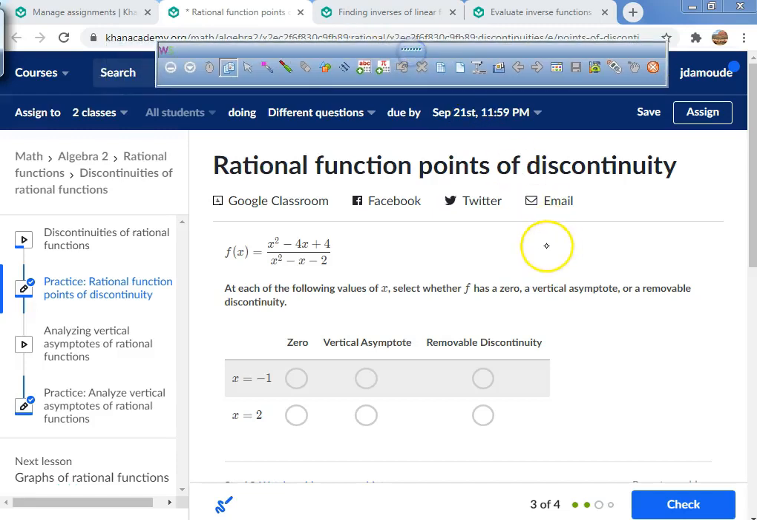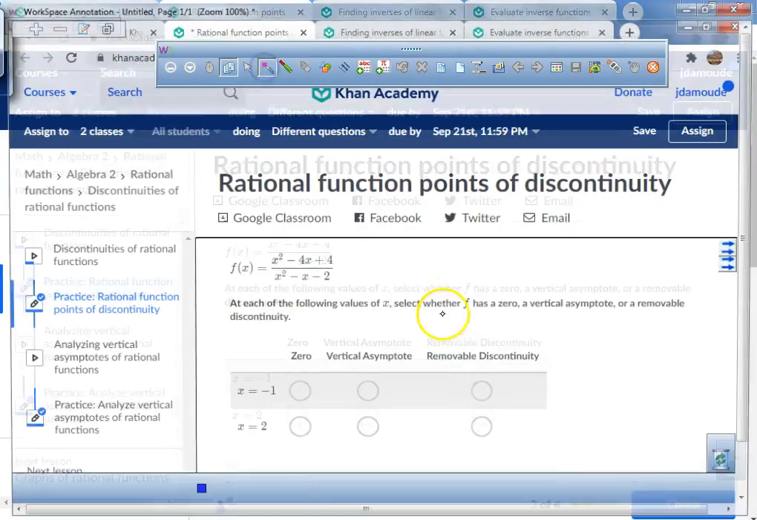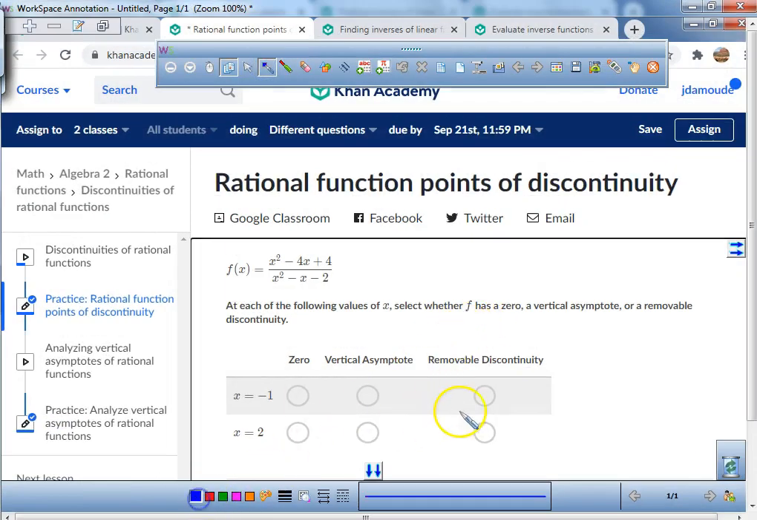What we're dealing with right now is called rational function points of discontinuity. We're going to talk about different things called a zero, a vertical asymptote, or a removable discontinuity. We're going to use Desmos to demonstrate these concepts. Factoring is going to be very, very important. When you're doing these problems, you have to know how to factor the numerator and the denominator.